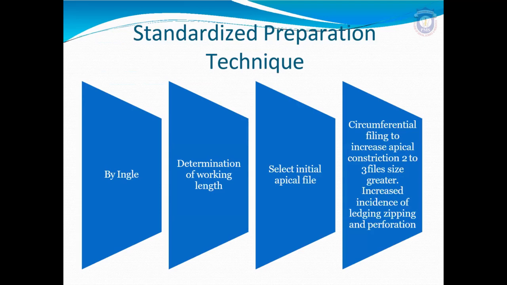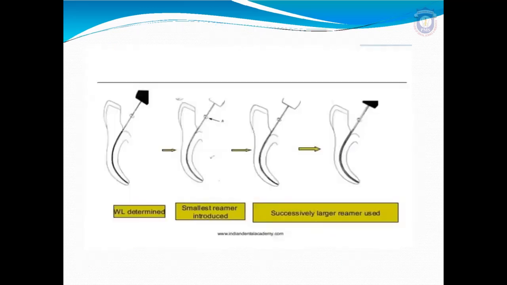The standardized preparation technique was by Engel. Determination of working length is done. Select initial apical file size. Circumferential filing is done to increase apical construction 2 to 3 files greater size. Increased incidence of ledging, zipping, and perforation is seen in the standardized preparation technique.